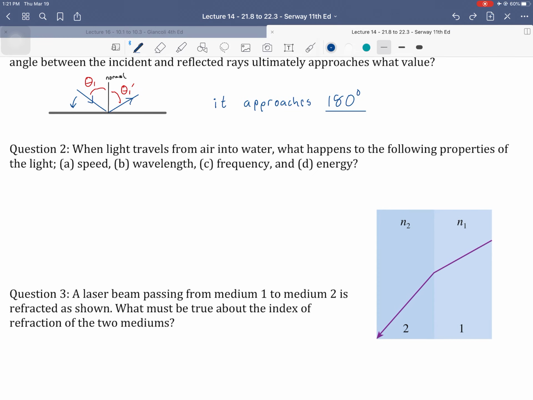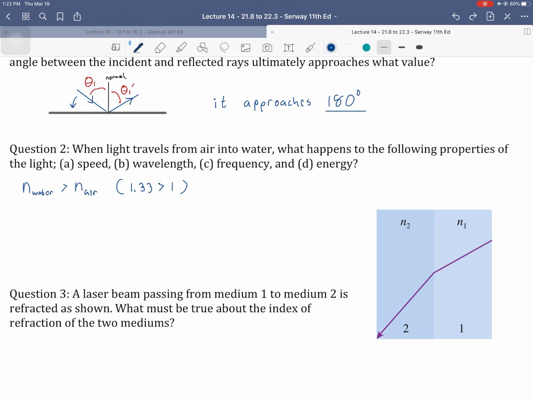Okay. So question 2: when light travels from air into water, what happens to the following properties of the light? The speed, the wavelength, the frequency, and energy. First of all, let's be clear on the refractive index change here. The refractive index of water is greater than the refractive index of air. In fact, like I said, 1.33 is greater than 1, because that's the most common refractive index of water. It depends on the properties of water, salt water versus fresh water and so on, but 1.33 is a common value. And air is approximately 1.